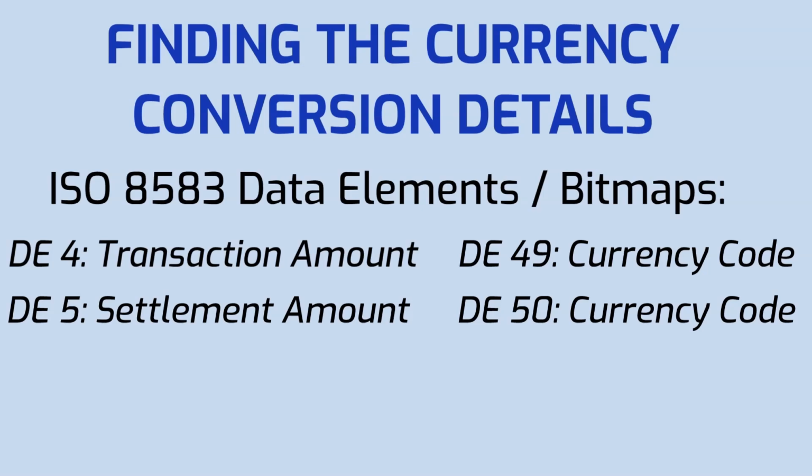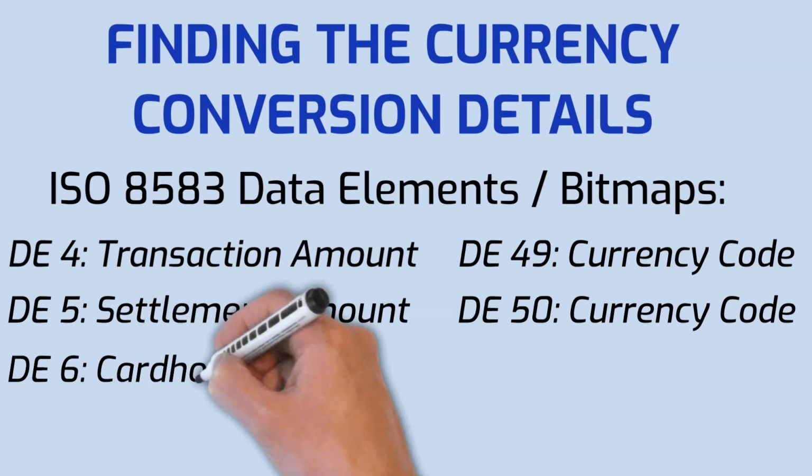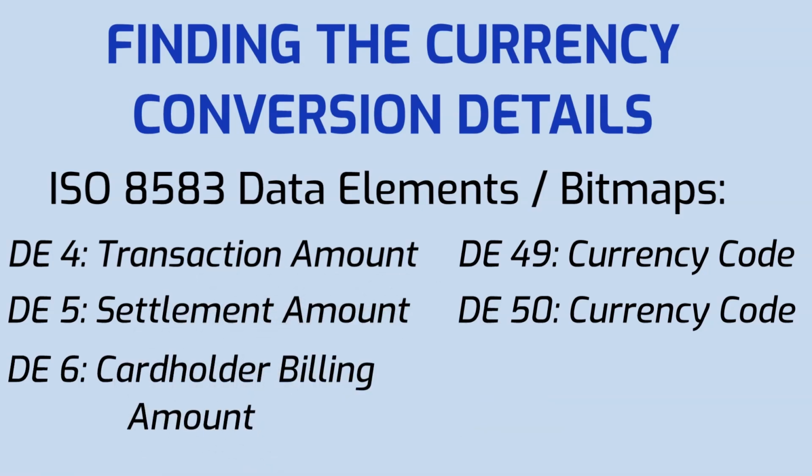DE50, the settlement currency code. Always 840 US dollars in a MasterCard authorization. In the clearing, this data element will be the settlement currency code for the DE5 settlement amount. Data element 6, cardholder billing amount. This is a courtesy field provided by MasterCard. It shows the purchase amount converted to the cardholder currency. In clearing, many, maybe most issuers add a 2.5% currency conversion bump to this amount before posting the transaction to the cardholder account. DE51, cardholder billing currency, the currency code for the amount in DE6.